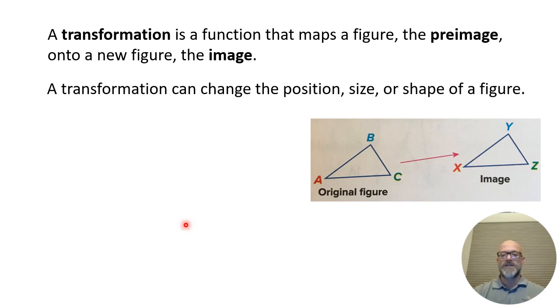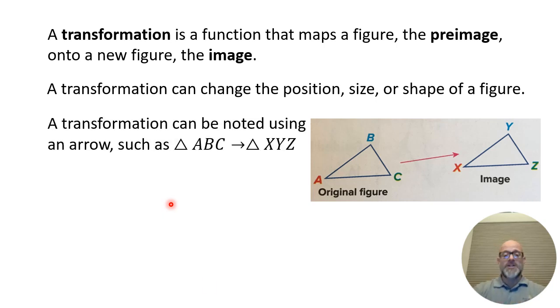So a transformation can change the position, the size, or shape of an object. This right here is changing the position of an object. I think we understand that. You could have a transformation that changes its size. If I had a shrink ray and I shot it at this triangle, the triangle would become smaller, right? Or I could make it bigger. It's called dilation. That's a transformation. Or even I could have something that distorts a shape.